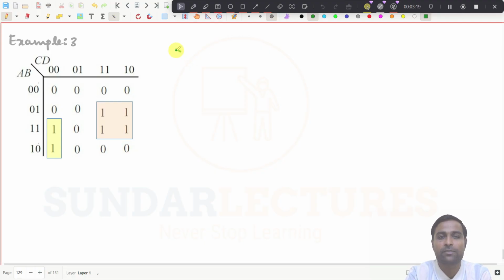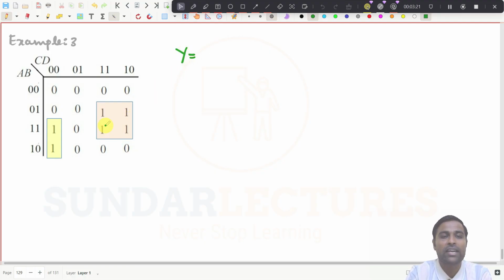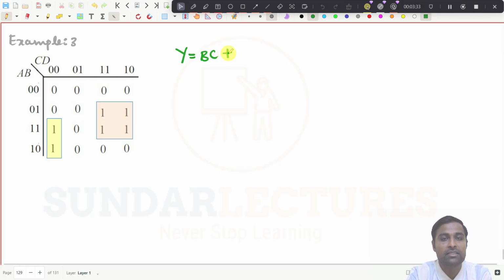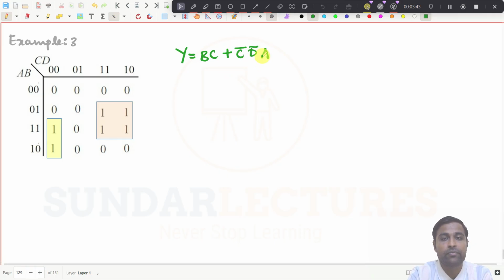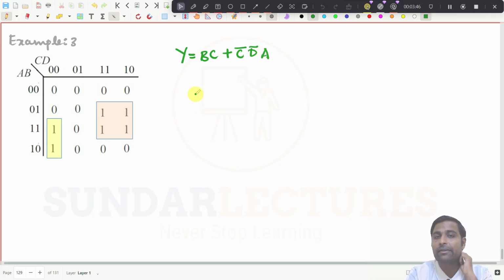And what is the expression of y here? So y can be written as, what is the common term in these two? I have to write the common term in these two. It is b. And then the common term in these two, it is c, bc plus. And what is this one now? This is actually c bar d bar, c bar d bar. And what is the common term in these two? It is a.